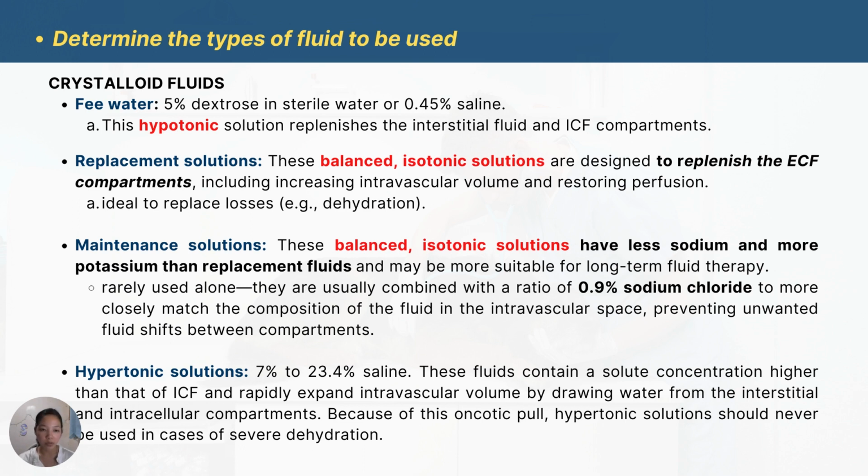Next, we have replacement solutions. These balanced isotonic solutions are designed to replenish the extracellular fluid compartments. This includes increasing intravascular volume and restoring perfusion, so it is ideal to replace losses. Maintenance solutions are also balanced isotonic solutions, which have less sodium and more potassium than replacement fluids. They are suitable for long-term fluid therapy after the restoration of intravascular volume and correction of electrolyte derangements.